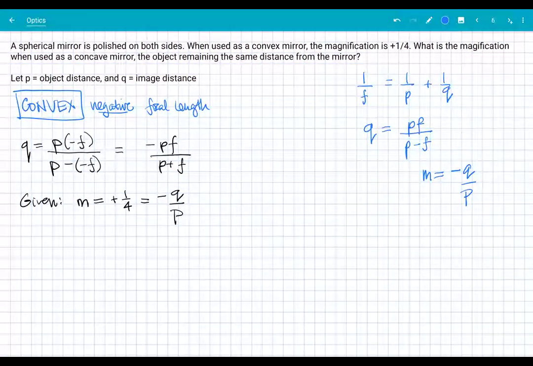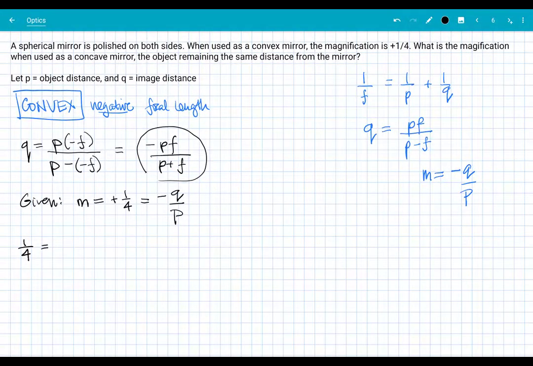And remember that negative sign exists inside the equation. So as I would apply that for the convex case here, I would apply it that the magnification, the positive 1/4, equals negative Q over P. So if I set that up, 1/4 equals, now this is negative Q, right? So this equation here that I have for Q, I'm now going to put a negative sign in front of that. I'll do it explicitly just to make that hopefully a little bit more clear.